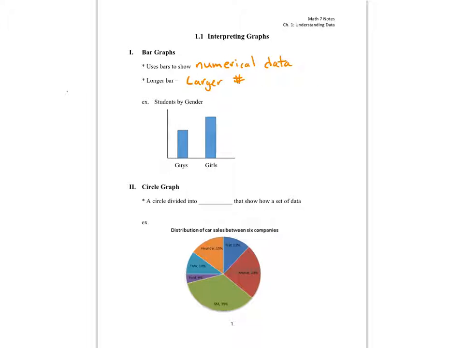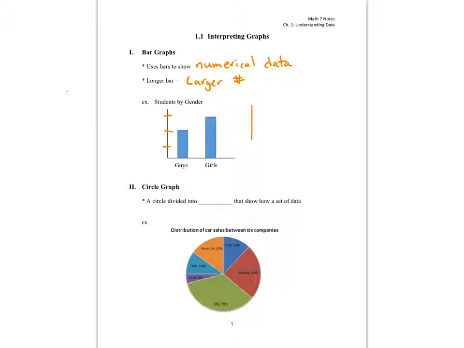So here's an example. We've got guys and girls in a bar graph here. And typically on the side there might be some numbers. Looking at this bar graph, do we have more girls or more guys? We have more girls, right? Because it's a bigger bar. So that's one way to do a bar graph.